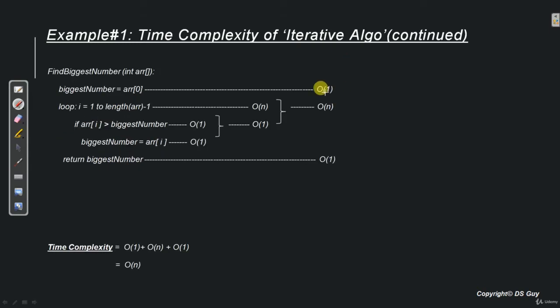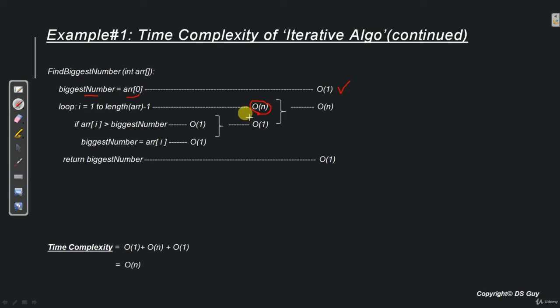Now let's see how we can find the time complexity of this algorithm. The first statement is assigning the value in the first cell to the biggest number variable. This will take constant time, so we have put it as order of 1. Next we have a loop which starts from 1 and goes on till the length of the array, that is the last cell in the array. So it essentially traverses all the cells in the array. How many cells are there in the array? Total n cells. So it will take order of n time.